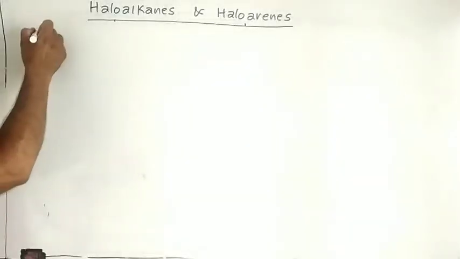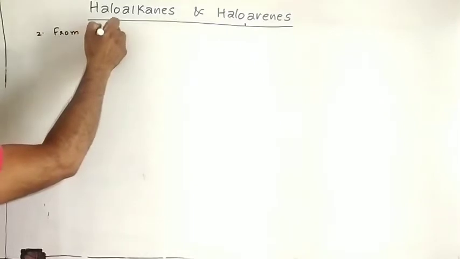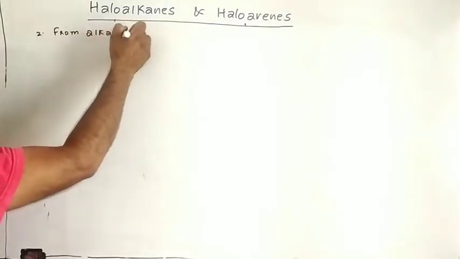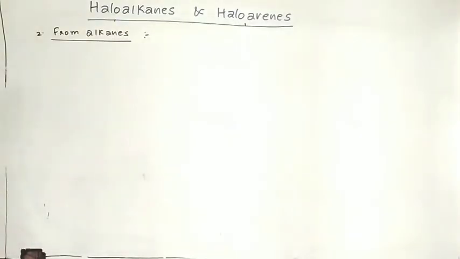Next preparation method is from alkanes. Alkanes, when they react with halogen in the presence of sunlight, give haloalkanes.